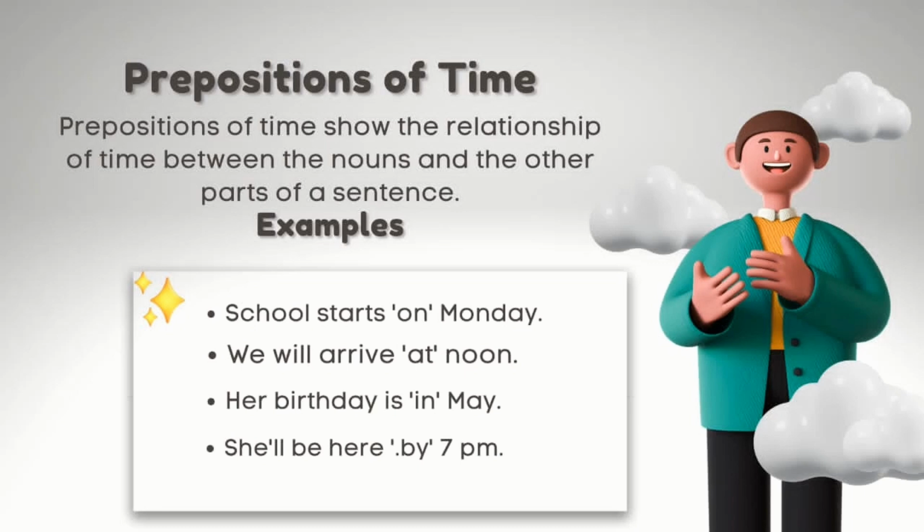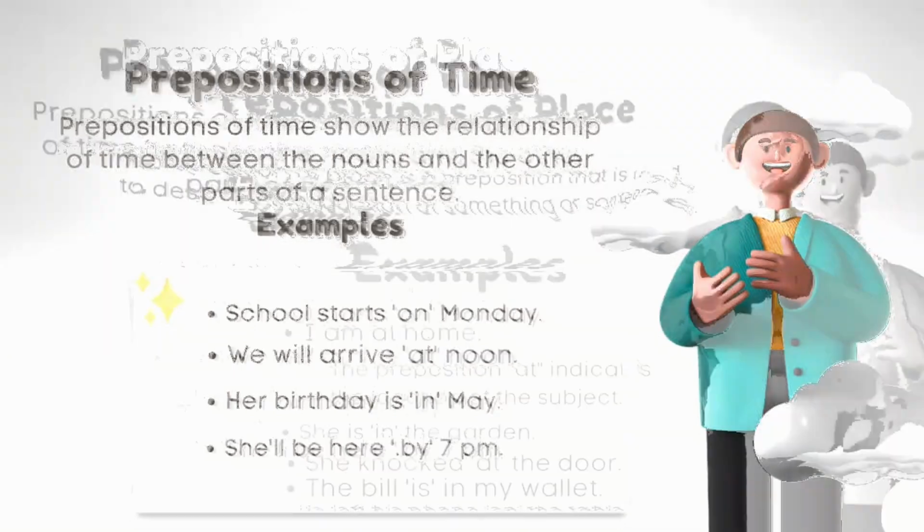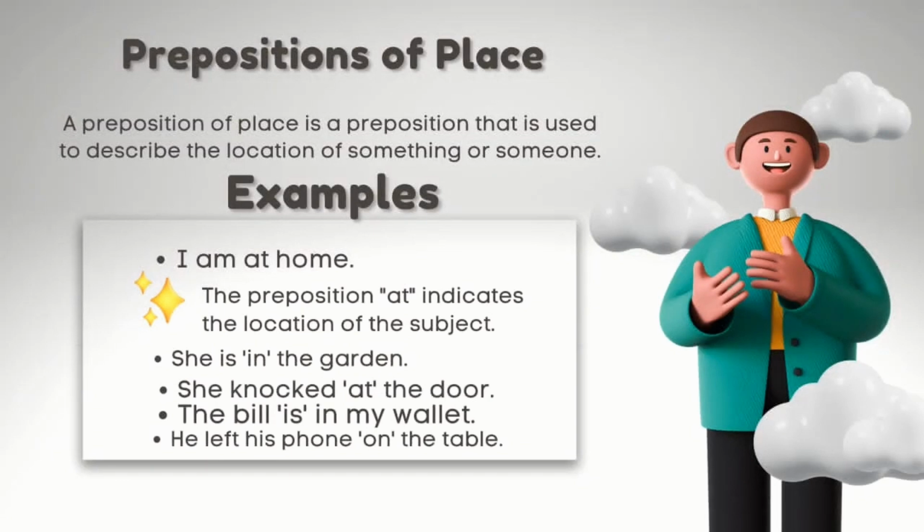We're moving to another type of preposition, which is prepositions of place. A preposition of place is a preposition that is used to describe the location of something or someone. Remember, we are talking about a preposition that shows the relationship between two nouns. In showing the relationship between two nouns, we can show location. It tells you the relationship between a noun and a particular place.